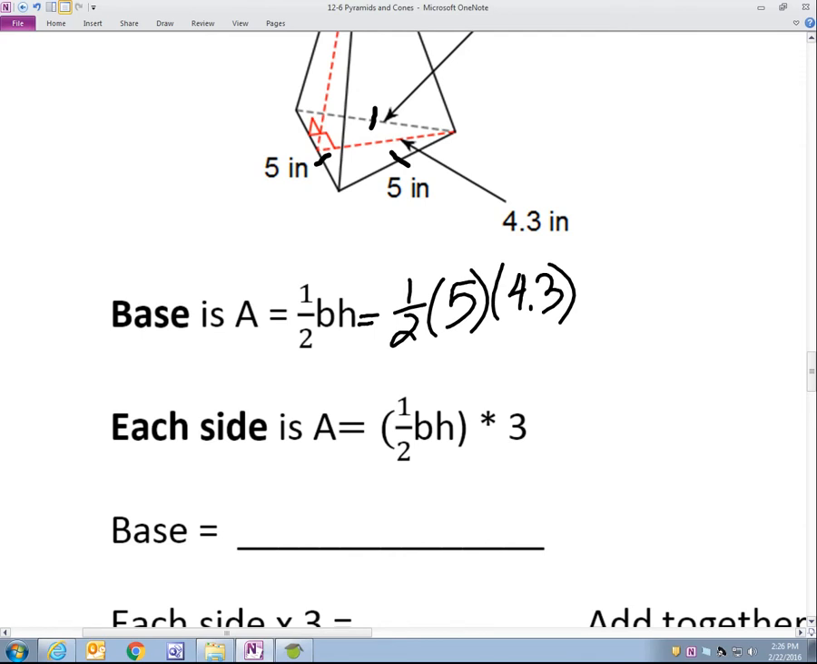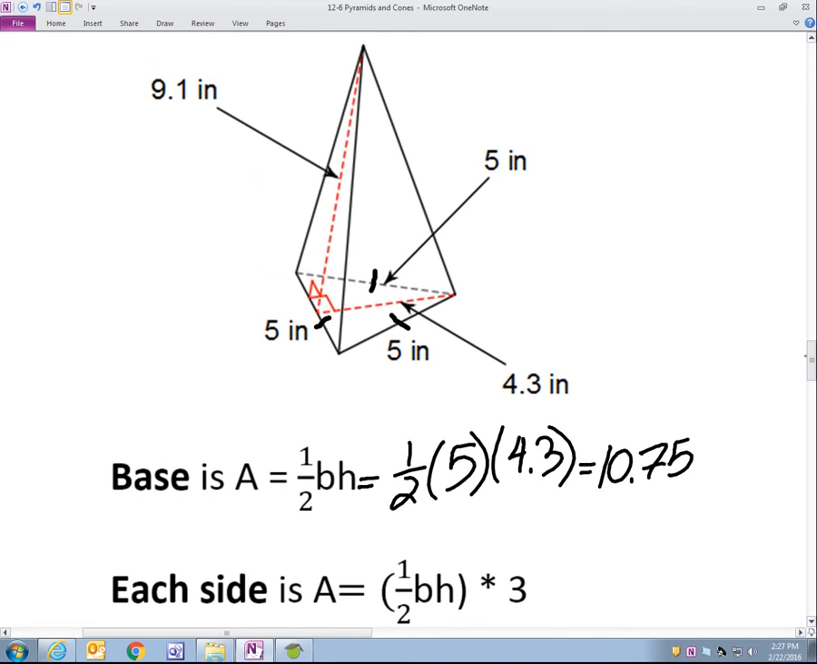What does that come out to be? No rush. What did you get? 43? No. You multiplied. 10.75. Yep. Oh, I multiplied it by 2. Now we have, once again, an equilateral triangle base. So that means that all 3 of the triangles on top are going to be the same.